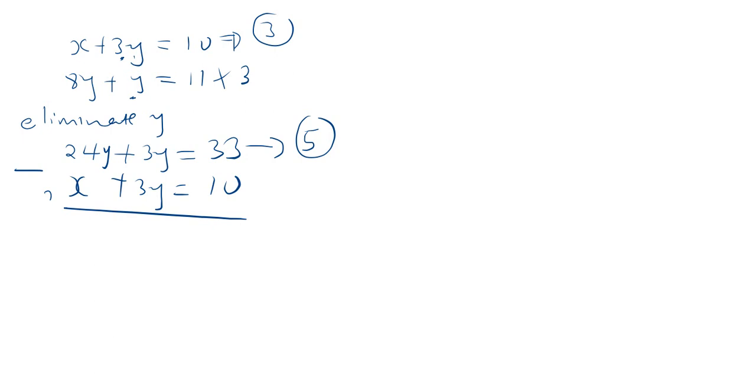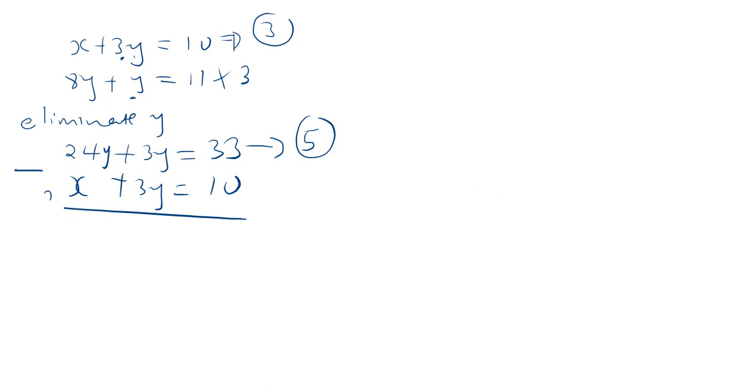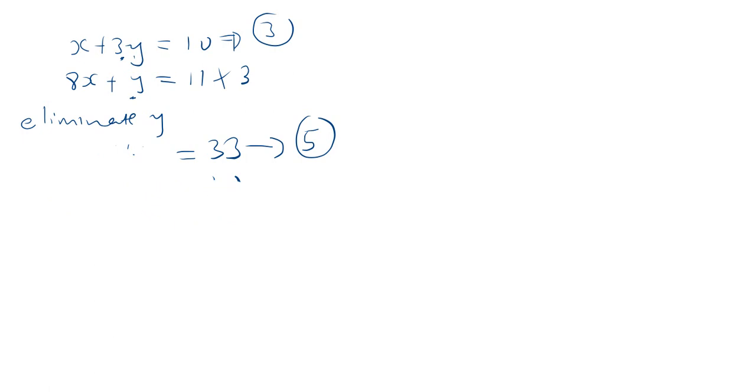There is somewhere where we have not written it rightly. This equation was 8x plus y, so it is not 8y. That is a mistake. So let's correct it. Have this as 8x. Yes, now it is right. So in this case now we shall have 24x. Let's write it again. Sorry for that.